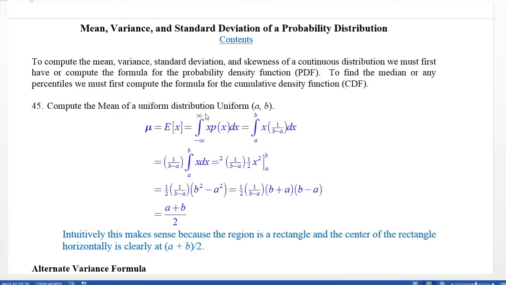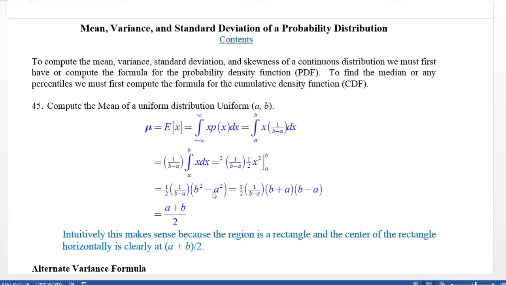And so this integral is the same thing as just the integral from a to b of x times 1 over b minus a. Well, we can take the 1 over b minus a out front, and we're integrating x, which is just 1/2 x squared as our antiderivative, and then we evaluate from a to b. So we're using the fundamental theorem there. When you plug in b, you get b squared. When you plug in a, you get a squared. The 1/2 and the 1 over b minus a, we factor out. So we get 1/2 times 1 over b minus a times b squared minus a squared.